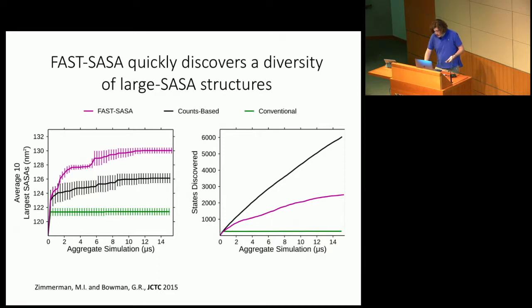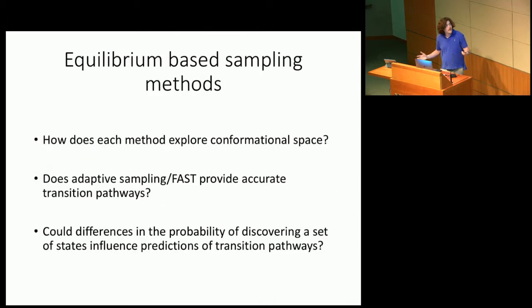So I just introduced a few different equilibrium-based sampling methods. We have long simulations. We can run simulations in parallel. We have adaptive sampling, such as counts-based adaptive sampling, and our FAST algorithm. So these are all equilibrium-based sampling methods, so their estimates of transition probability should remain unbiased. One question that we have is, how do each of these methods explore conformational space? Particularly, does adaptive sampling and FAST provide accurate transition pathways?